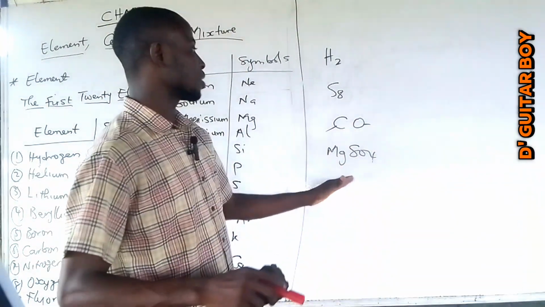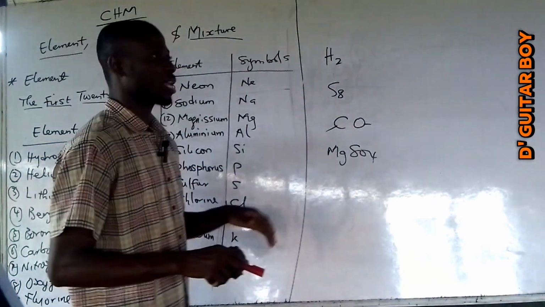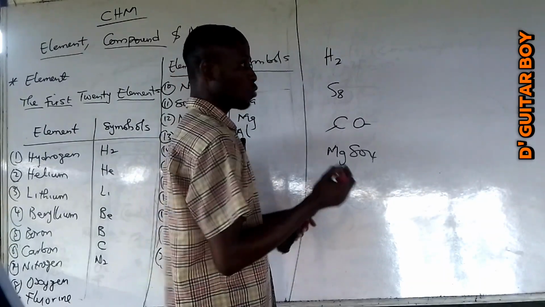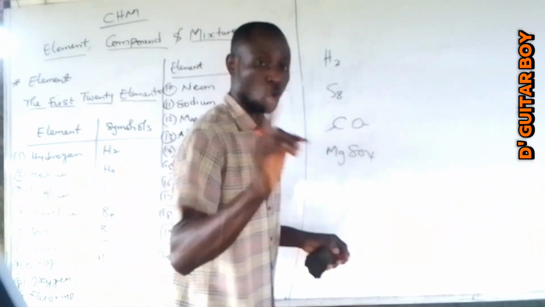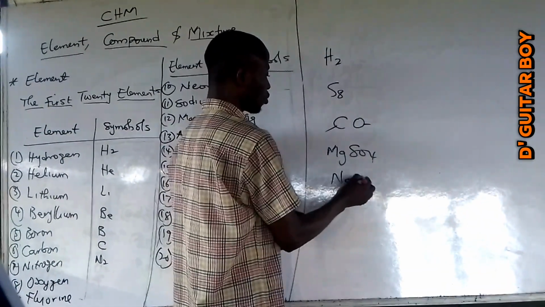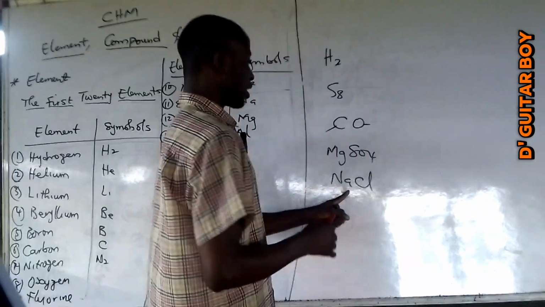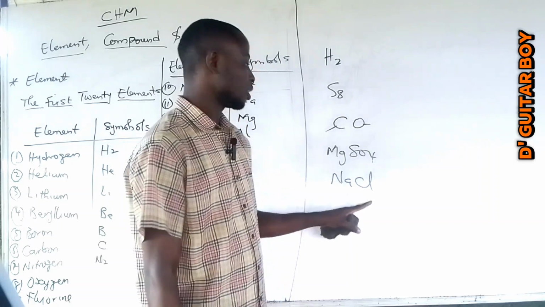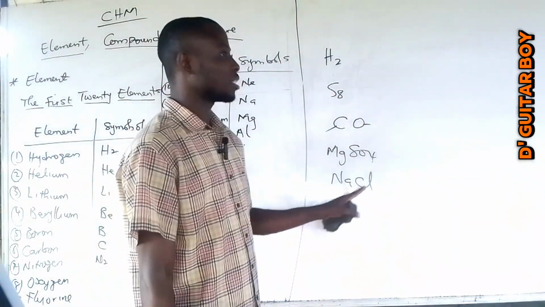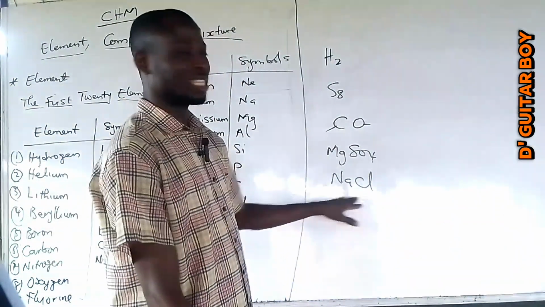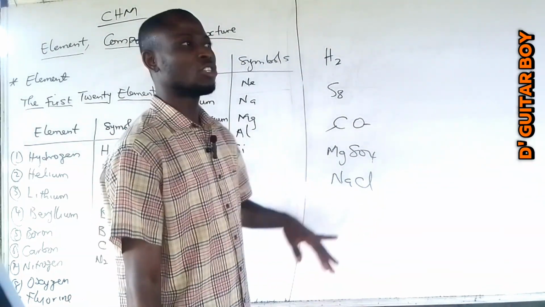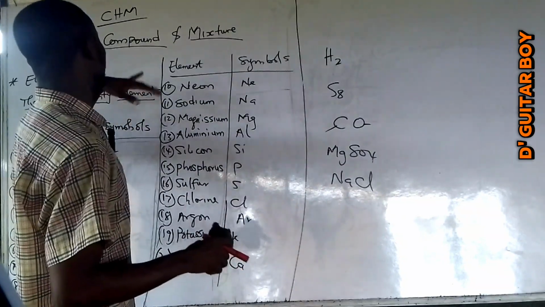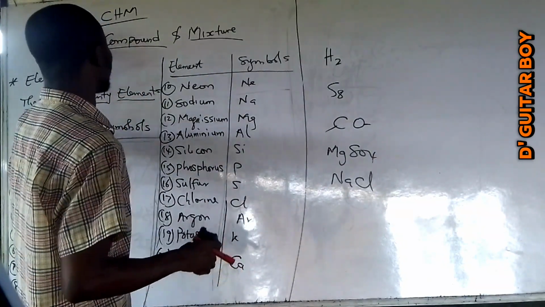So this is a pure substance. Another example of a compound is your table salt, the one you use to cook at home, that you put in your food. That salt is called sodium chloride. It is another example of a compound. It consists of two elements, so you can't call it an element, you call it a compound. We have explained the difference between element and compound.